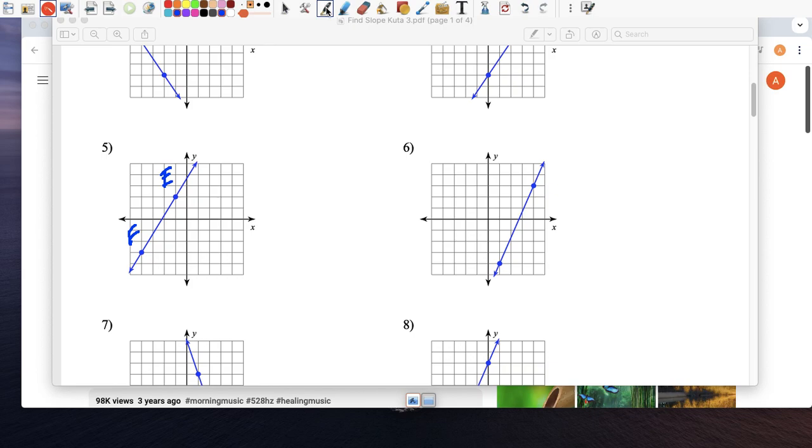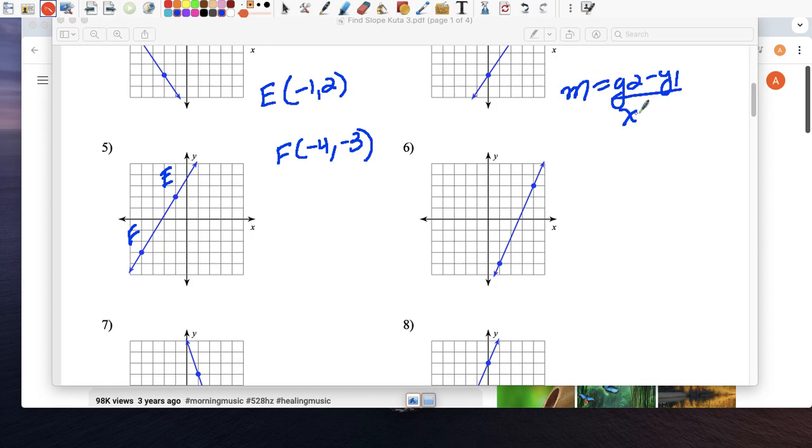So let's say you have points E and F. Let's figure out what point E is. Point E is negative 1 and 2 up. Point F is 1, 2, 3, 4, negative 4, and how many down? 1, 2, 3, negative 3. And if we were to do this, finding the slope, y2 minus y1 over x2 minus x1.